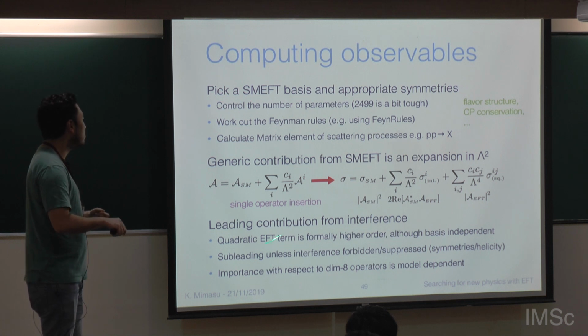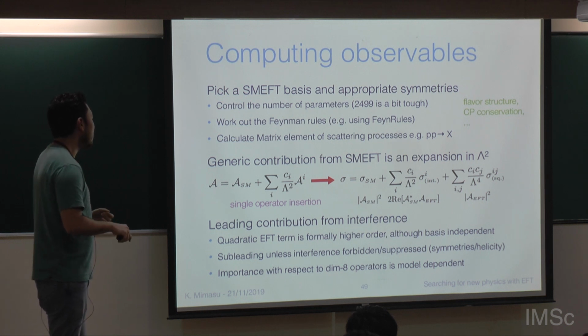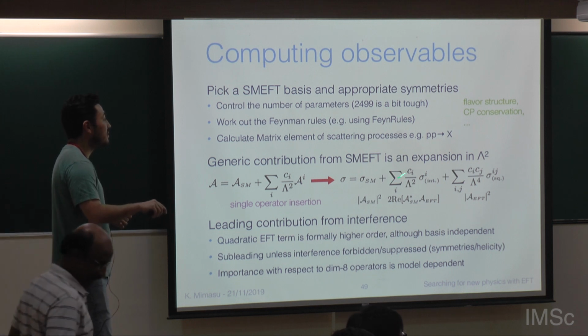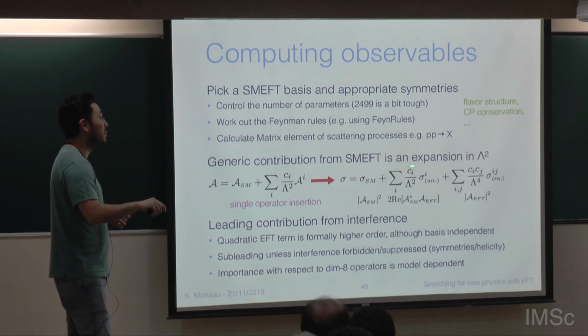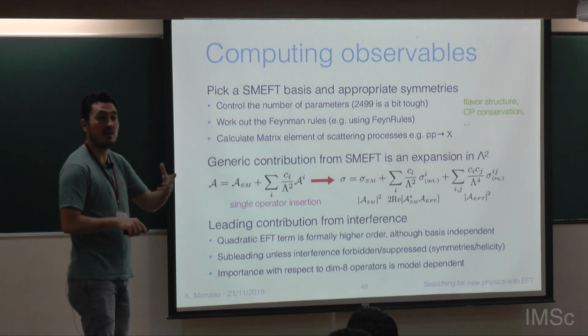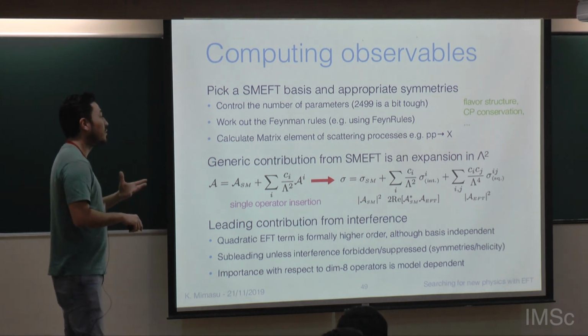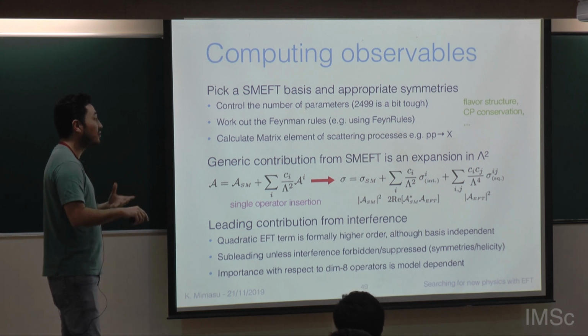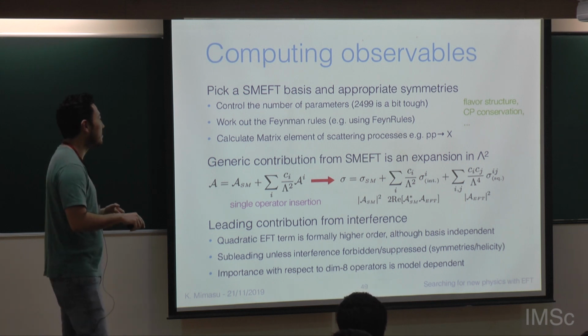And so this is thought that it could be subleading, should be subleading, unless some of these terms are somehow forbidden or suppressed, some symmetry or some argument that says that this is somehow small for some reason. And this turns out to happen quite often in processes that we're interested in.